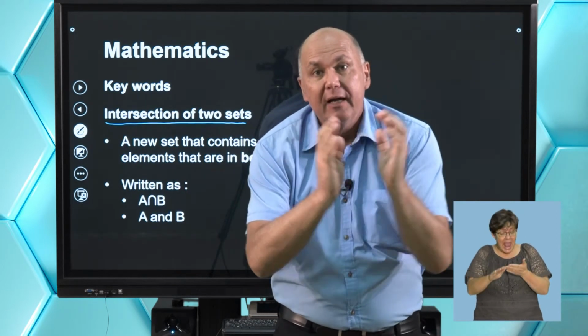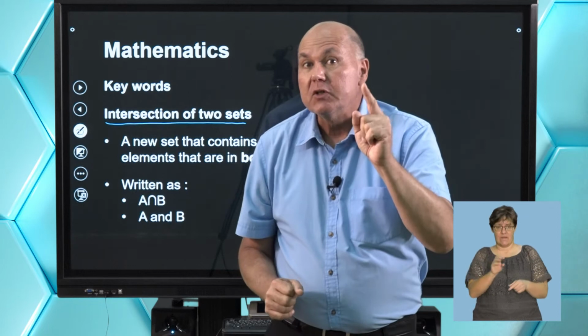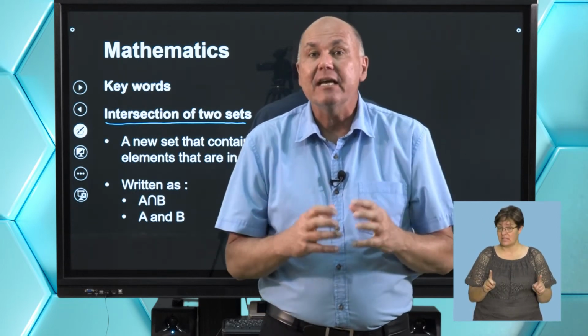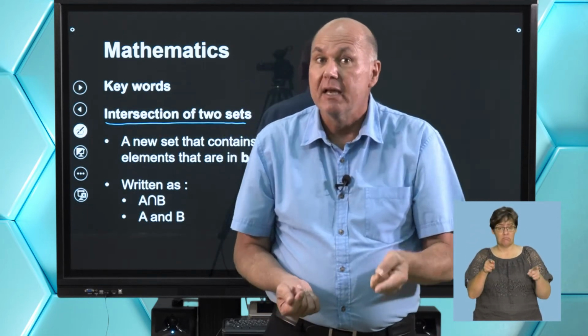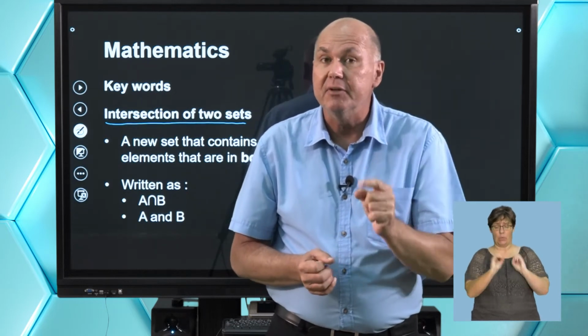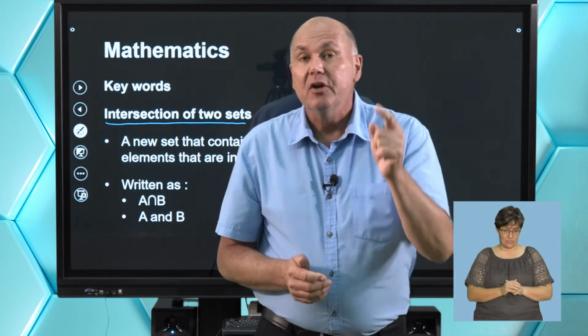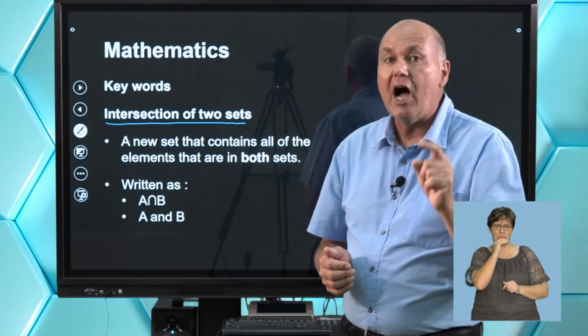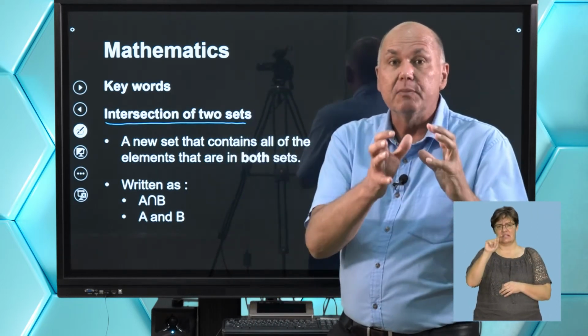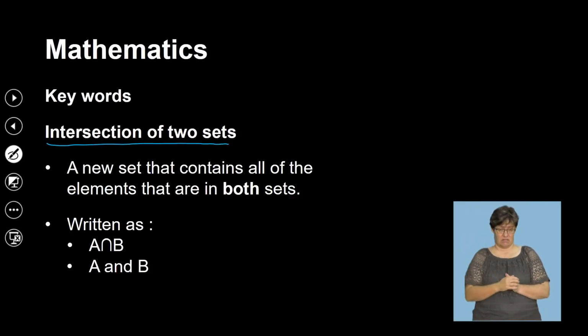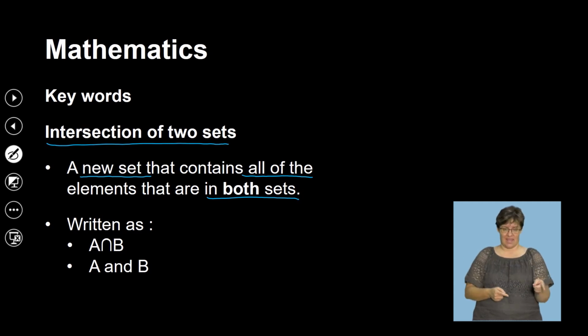So it's smaller, it's common. But of course, there's a situation where the intersection could have no common elements, like the examples that we were dealing with in the previous segment. So let's have a look at our definitions, how we define intersection in a little more detail. The intersection is a new set that contains all of the elements that are in both sets. So it's not just in one, they must be in both. You can't be in the intersection if you're not in both.